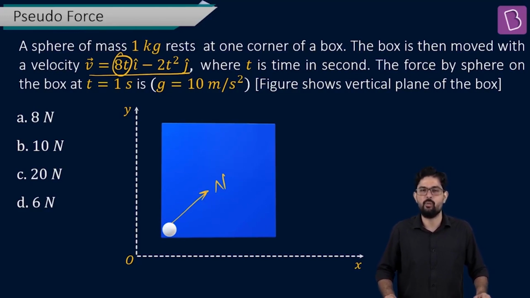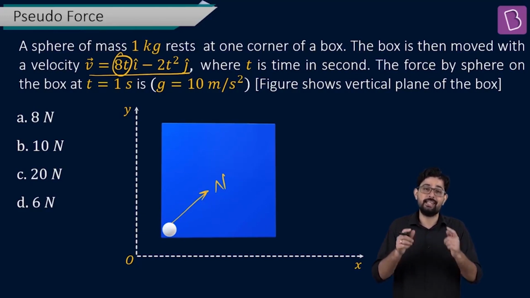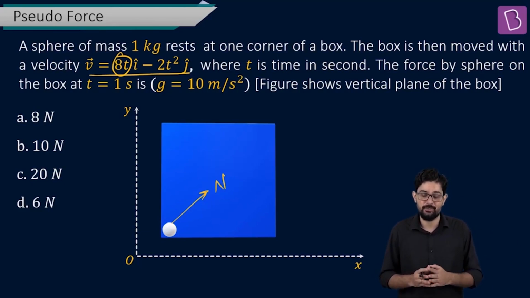But how about the y component? Well, if you increase t, then the y component, that is the minus 2t squared factor, also increases. But this component is directed along negative y-axis, which is indicated by the negative sign, right? So therefore, the velocity of this box is increasing along positive x and along negative y. And therefore, this box will move like that. So I hope this is clear to you, right?